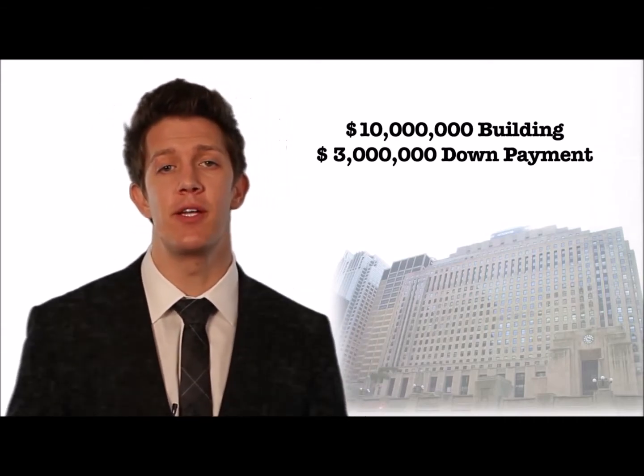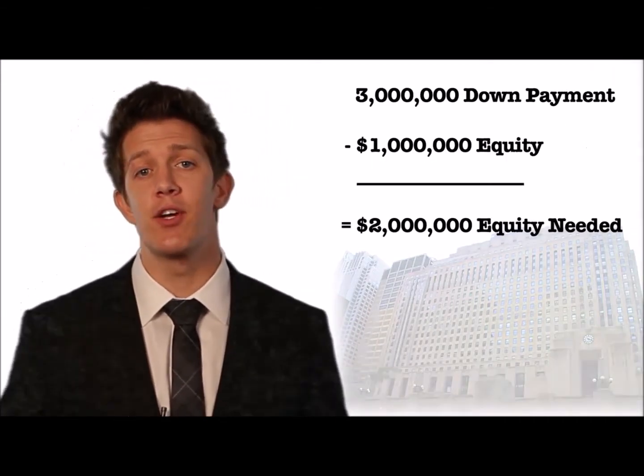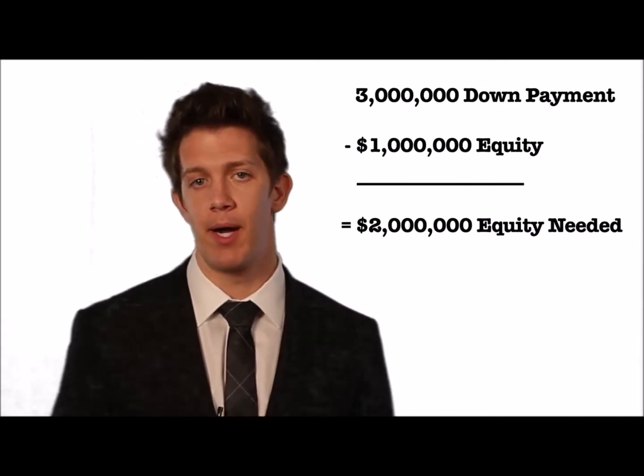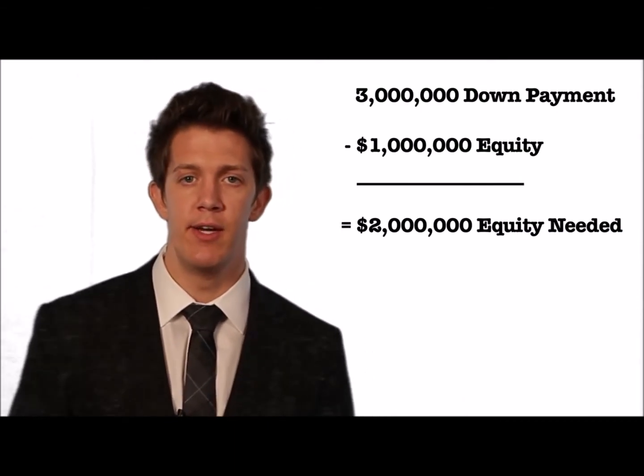So imagine you're looking at a $10 million building which needs a $3 million down payment. Let's say you have a good $1 million of equity to buy the property, but that's obviously not enough. How do you go about getting the rest of the funds without selling everything else that you own? Well, first off, we know that you can't go to the bank and get a loan for both the $2 million difference and the $7 million loan to buy the building. Also, your friends and family don't have enough money for you to borrow.